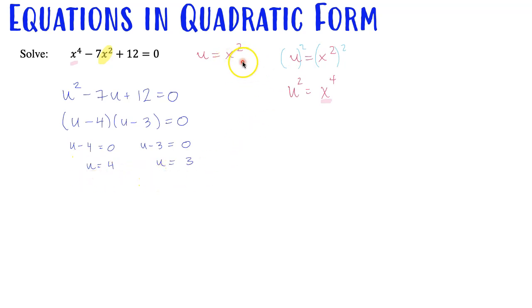And we need to remember that our original equation is in terms of x. So we will now resubstitute what we defined for u, which was x squared, into both of these solutions here. So x squared is equal to 4 and x squared is equal to 3.